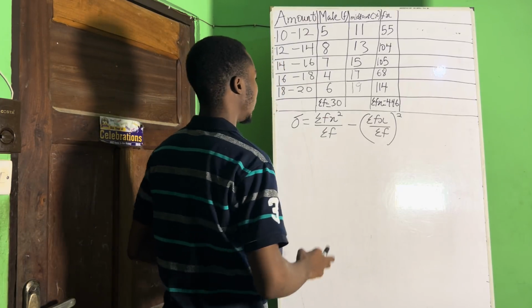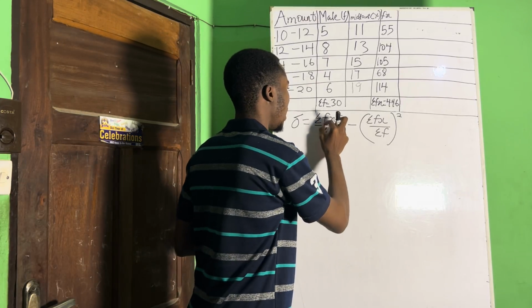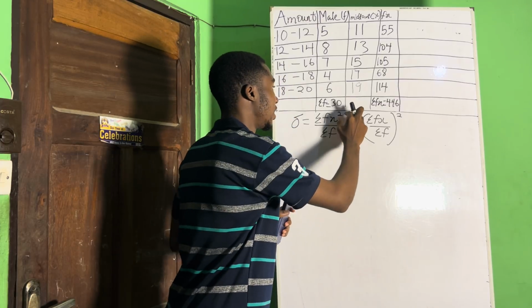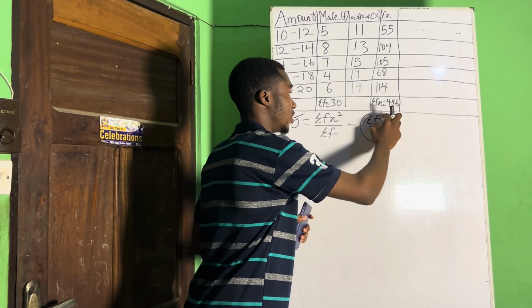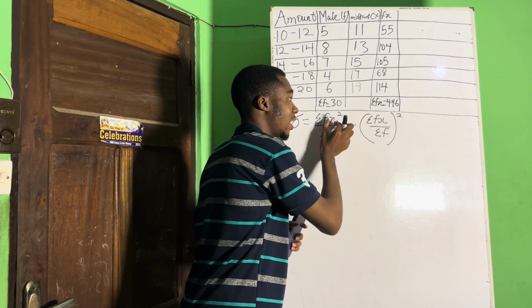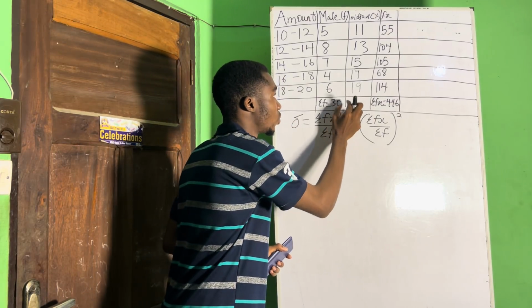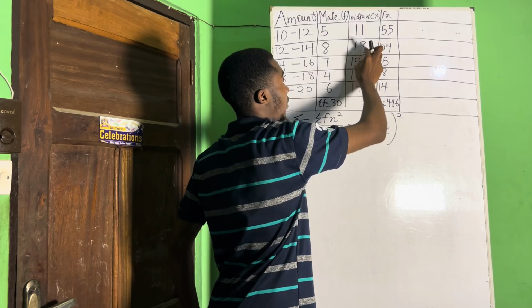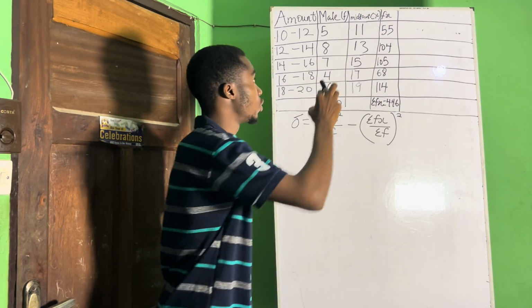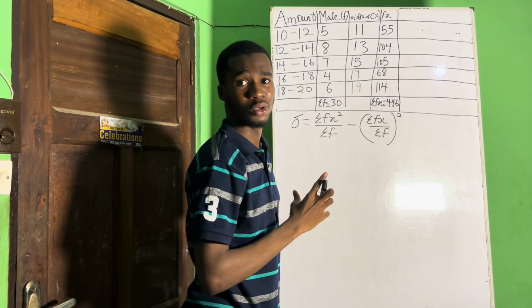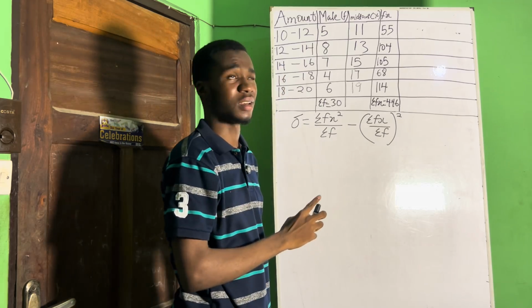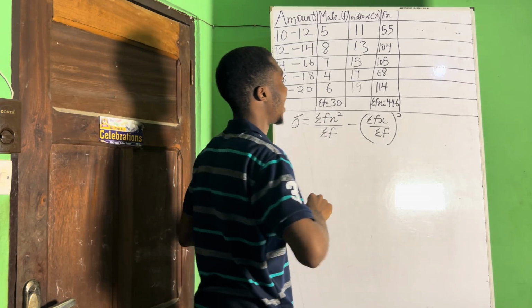Now let's come to this side. Here the formula says sigma fx squared. And I told you that here the squared is not in brackets. You get it? So the square is only affecting the x. So they are saying only x squared. So this is our x, the midpoint. The midpoint is the same as x. So only this squared, before you multiply it times the f. So you move on to find x squared.